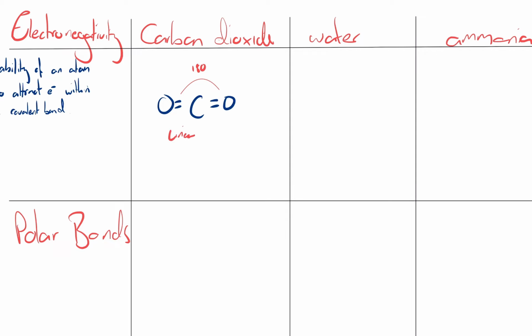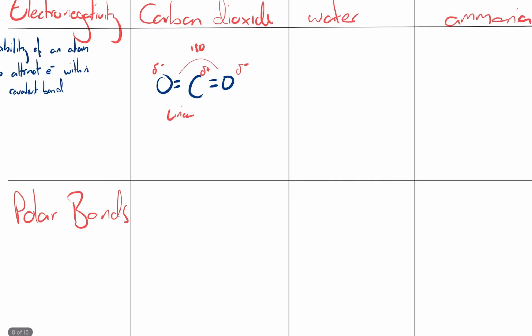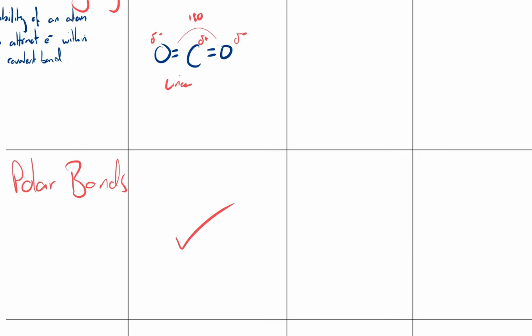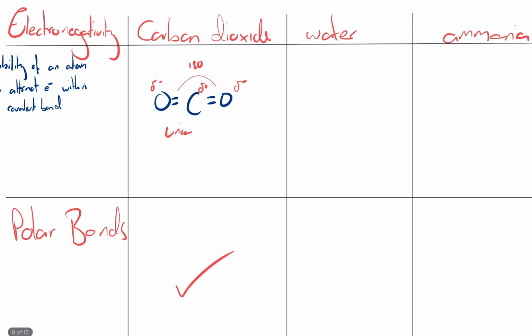Does it have polar bonds? Yeah, clearly this oxygen is going to be more electronegative than carbon. So we can say delta negative, therefore carbon, delta positive. So absolutely we've got polar bonds. Is it a polar molecule though?